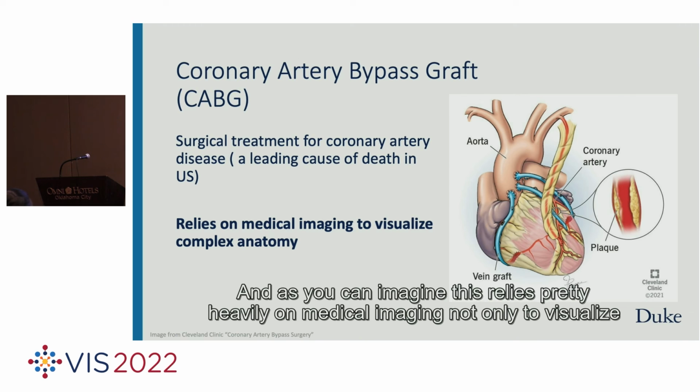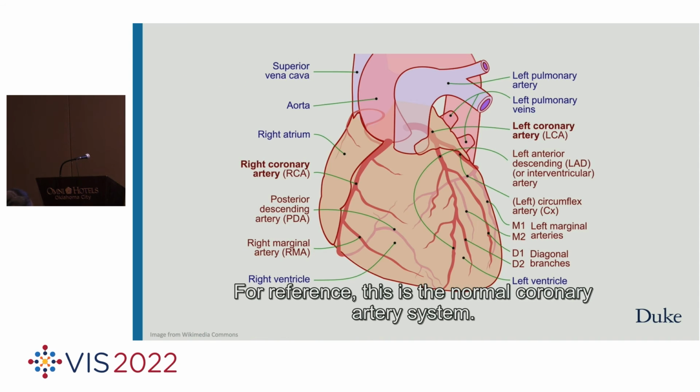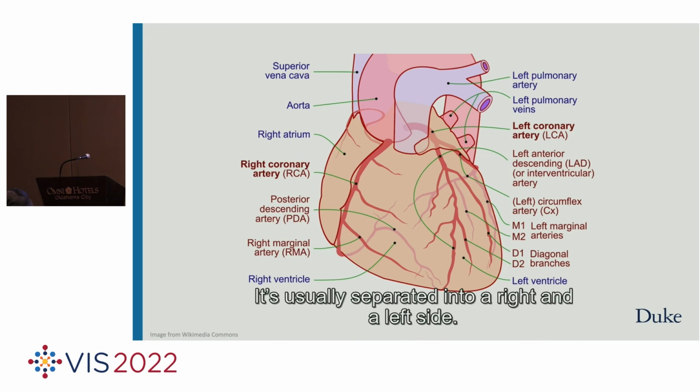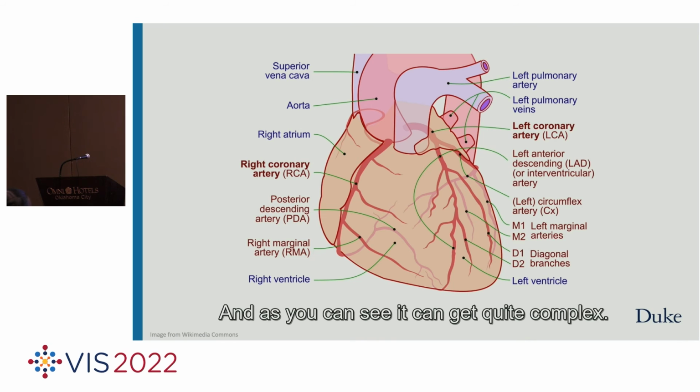And as you can imagine, this relies pretty heavily on medical imaging to not only visualize and diagnose the condition, but also to plan for the procedure. For reference, the normal coronary artery system is usually separated into a right and left side, and each of the main branches has many branches of its own. And as you can see, it can get quite complex.